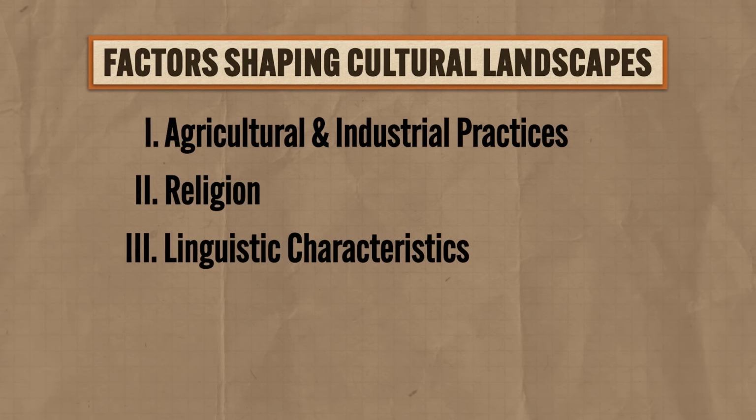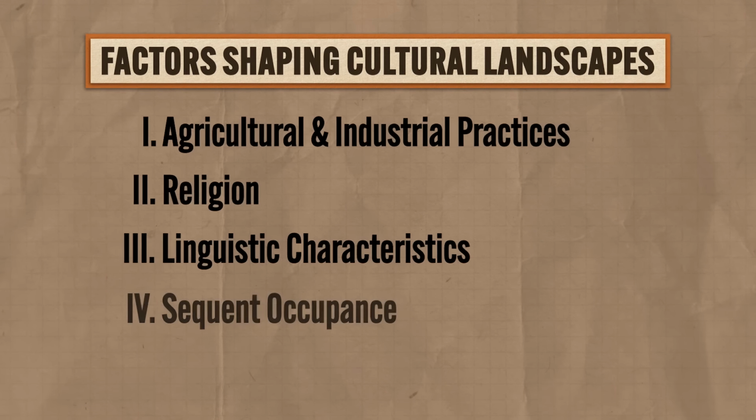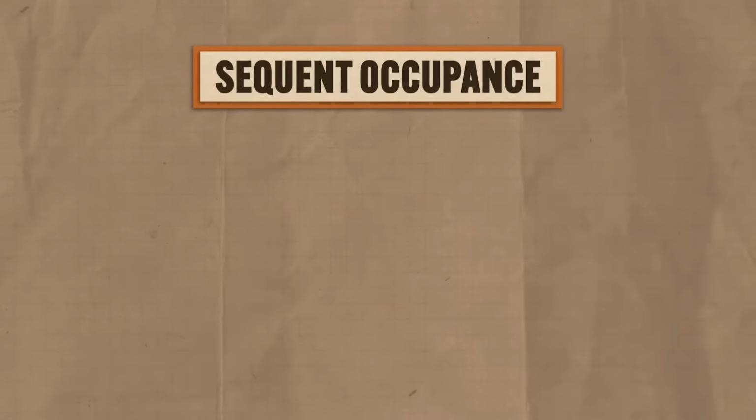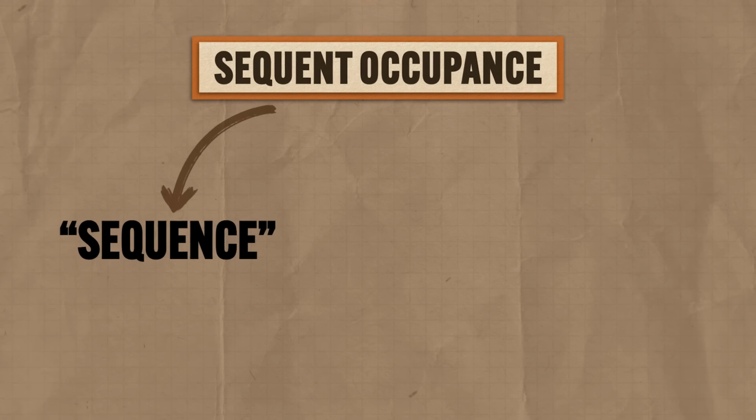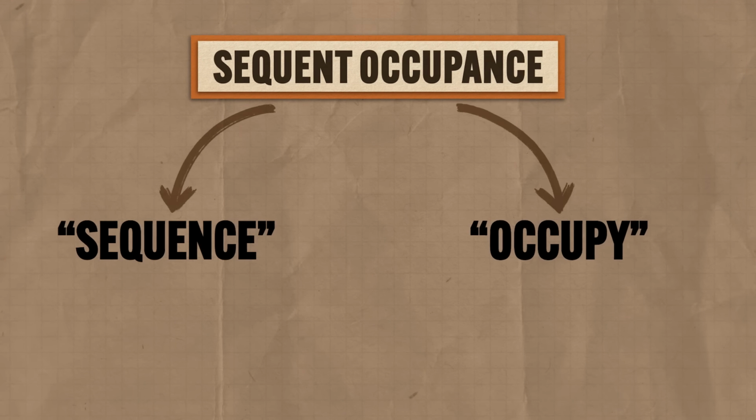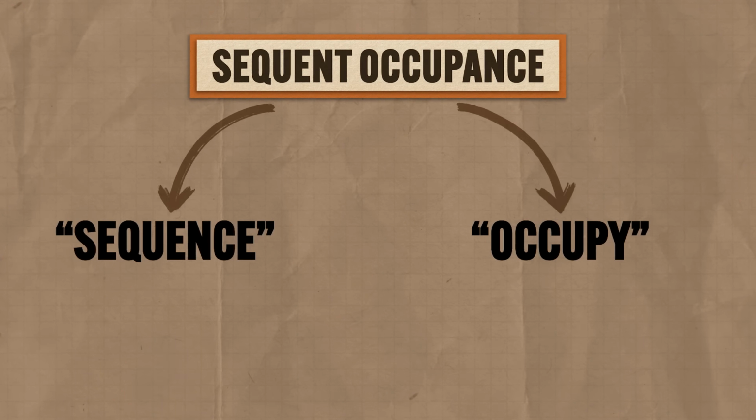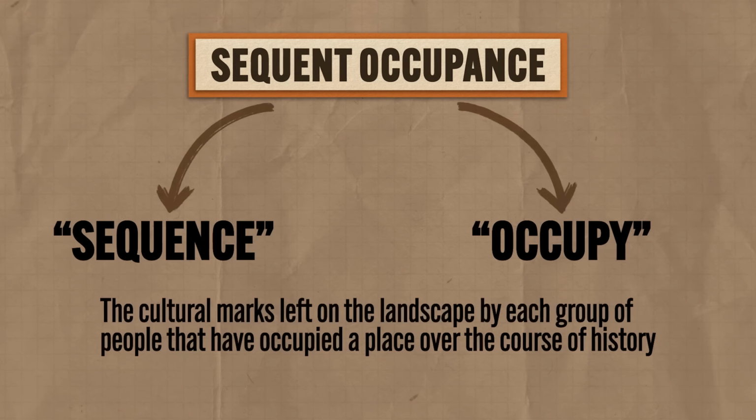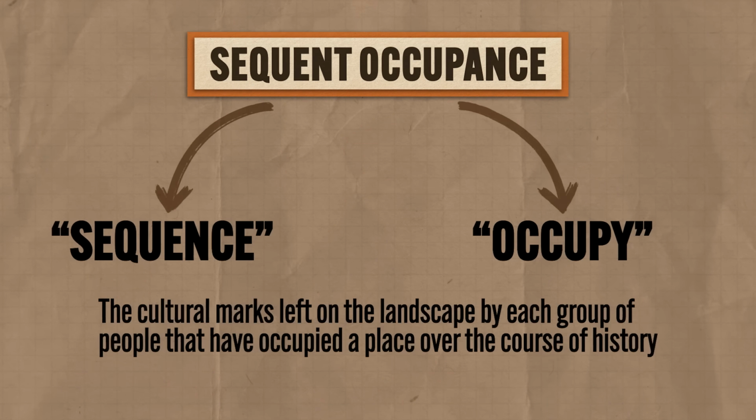Now, the fourth category of influence on cultural landscapes is evidence of sequent occupants. And those are two words that make absolutely no sense to you, so let me explain. Sequent is related to sequence, which is, one thing after another. And then occupants is related to occupy. So sequent occupants refers to the cultural marks left on the landscape by each group of people that have occupied a place over the course of history.